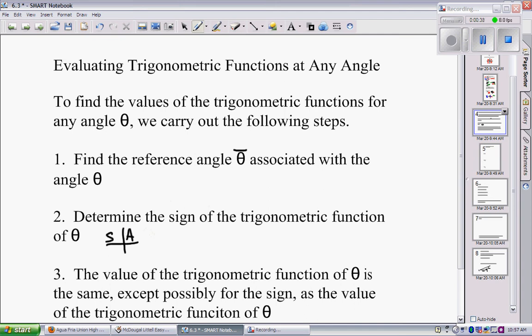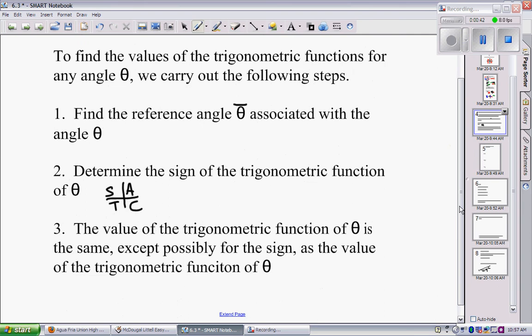All students take calculus. And then we find the value from the terminal point, and we change it based on the needed sign. And then we have evaluated the angle.